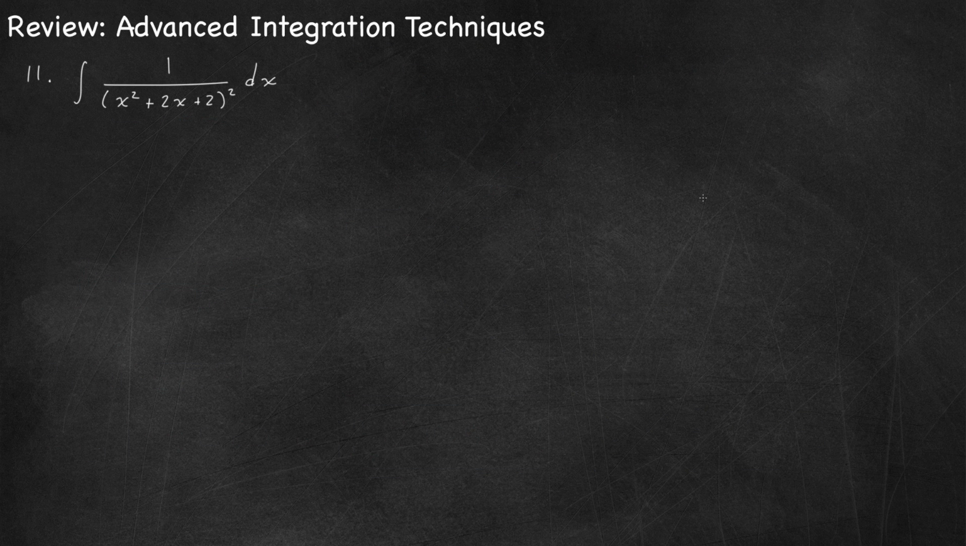Number 11, we're integrating 1 over the quantity x squared plus 2x plus 2 squared dx. Okay, so options here, we could try and multiply the denominator. At first I thought maybe complete the square. Well, actually x squared plus 2x plus 1 looks like it's factorable. So maybe, yeah, let's try that first.